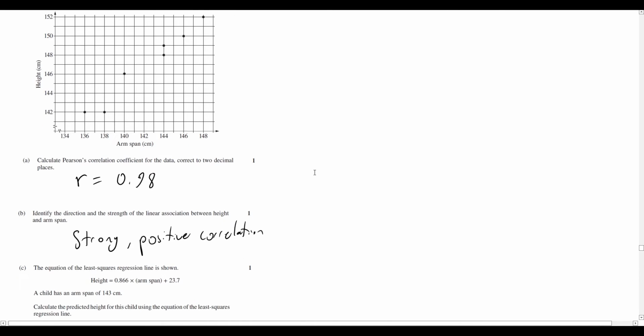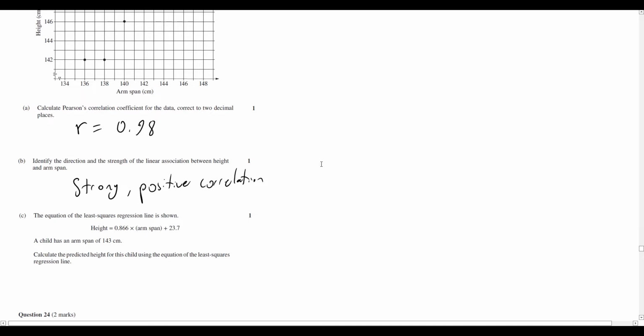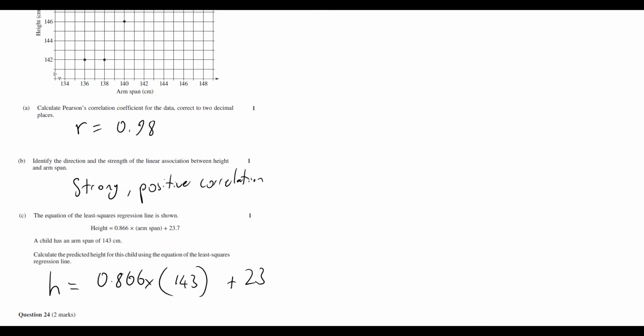Now part C says the equation of the least squares regression line is shown. So we have height equal to 0.866 times the arm span plus 23.7. If a child has an arm span of 143 centimeters, calculate the predicted height for this child using the equation of the least squares regression line. Well, pretty straightforward. So h for height is equal to 0.866 times 143, the arm span, and then we just add on 23.7, and that's just straightforward calculator work. So we get a height of about 147.538 centimeters. And there we go. So that's part C.